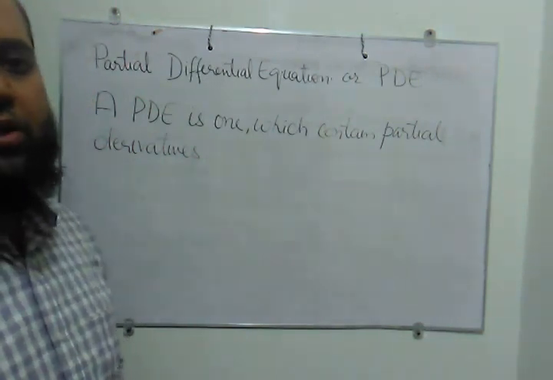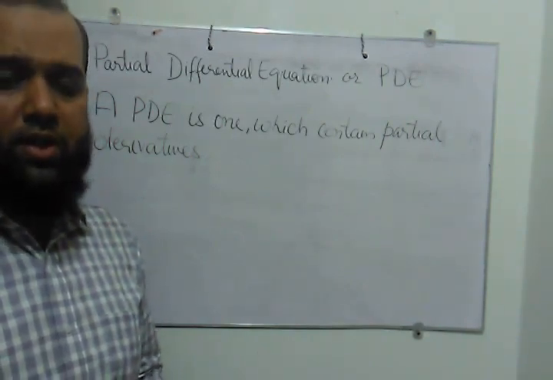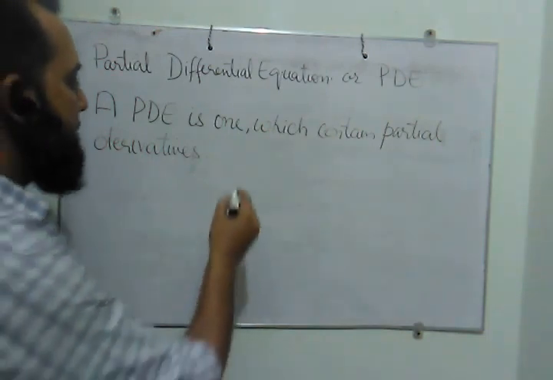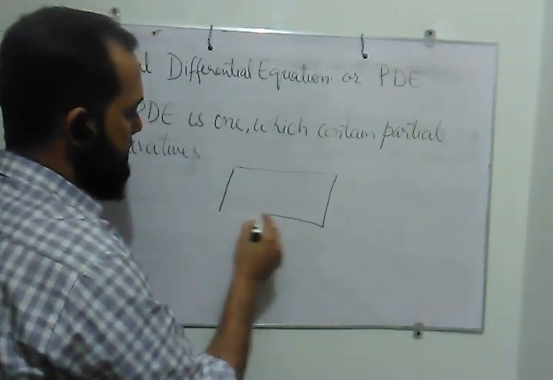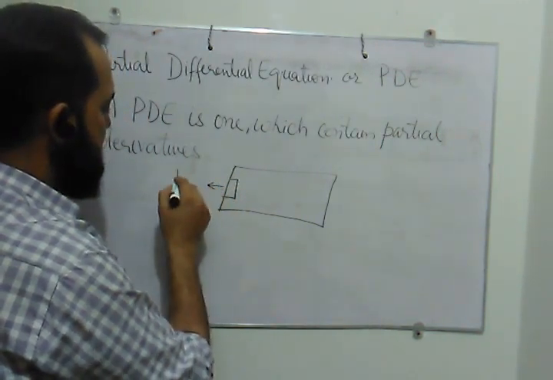So as an example, if we want to know the temperature of a room with time and with position as well, for example, if we have a room and we have a heat source here.